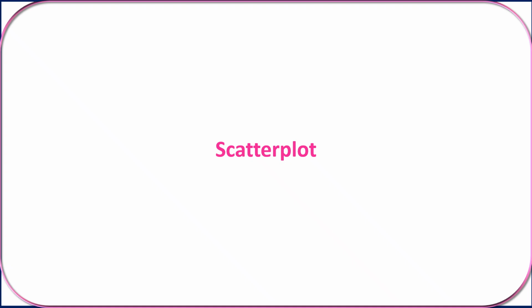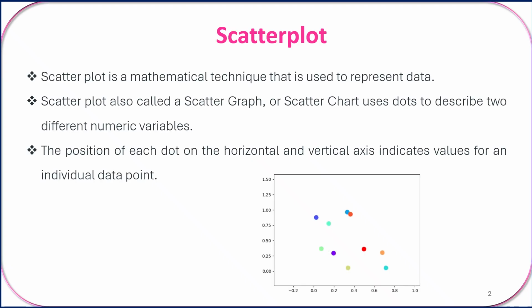Hi all. In this video, we'll be checking how to create a scatter plot. A scatter plot is basically dots placed in a chart, also called a scatter chart or scatter graph. The dots represent the values of the numerical variables. They represent the x and y positions, and the data points represent the axis points of the horizontal and vertical lines. It is a mathematical technique used to represent the data.